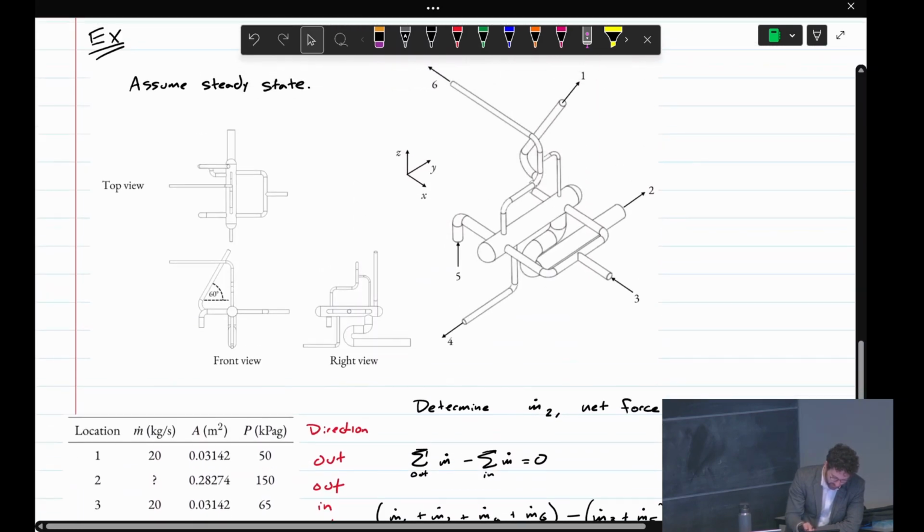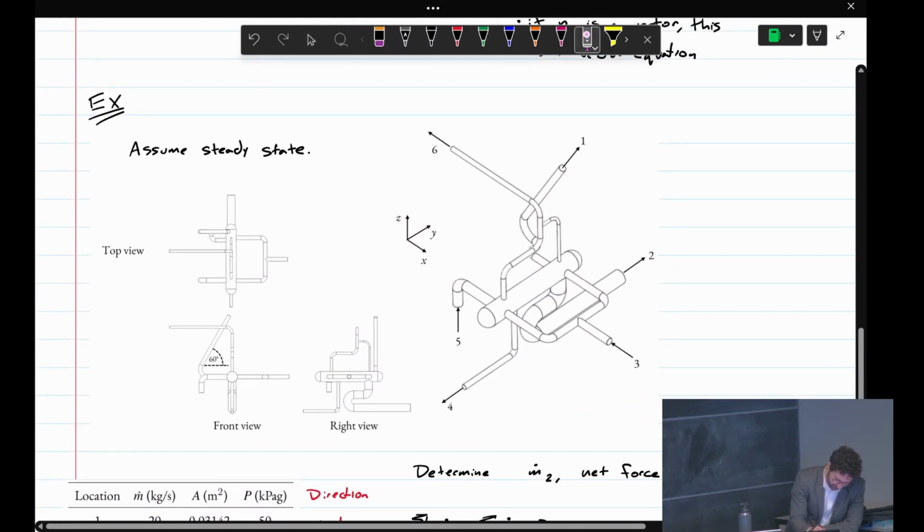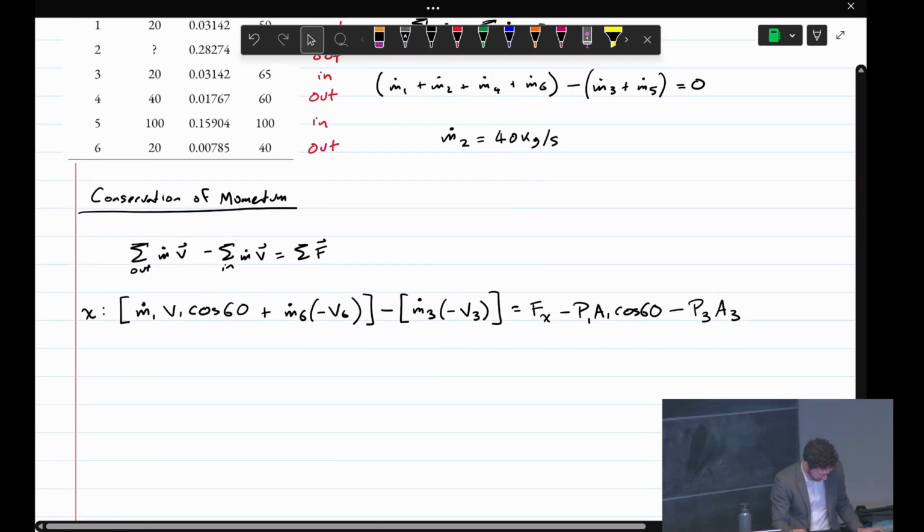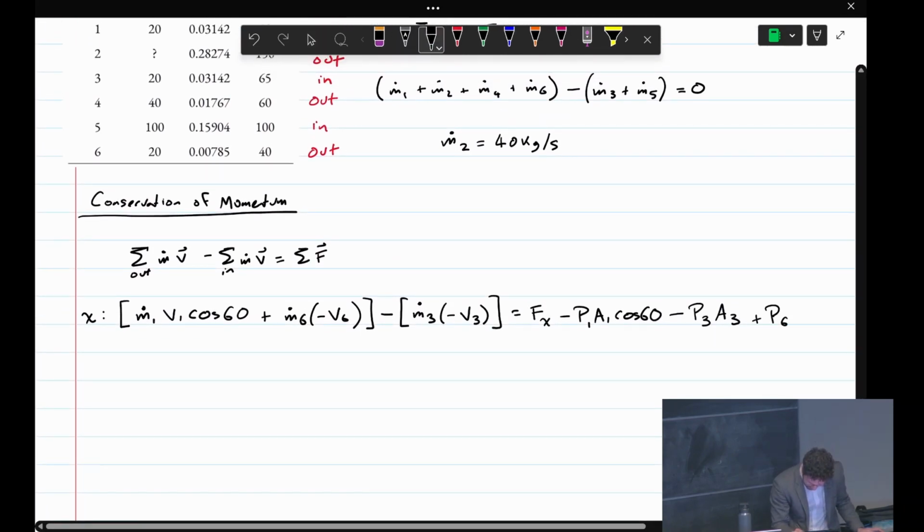Okay, we have one more, and that's 6. So for 6, pressure force points into the CV, and that's in the positive x direction, right? Plus P6A6.